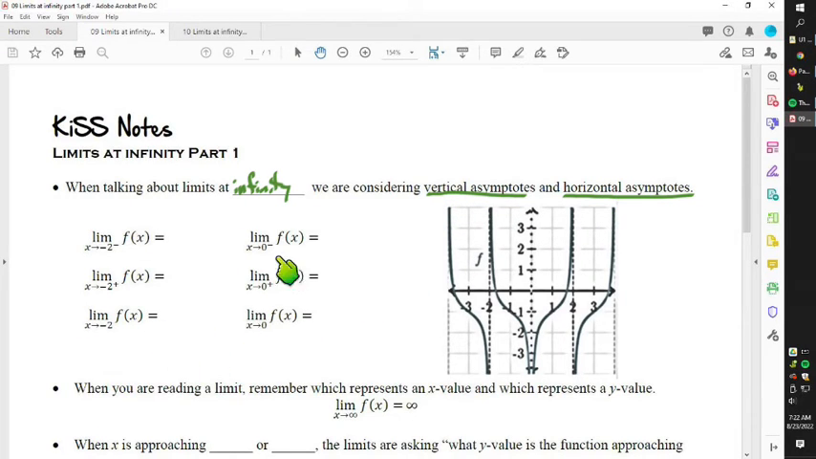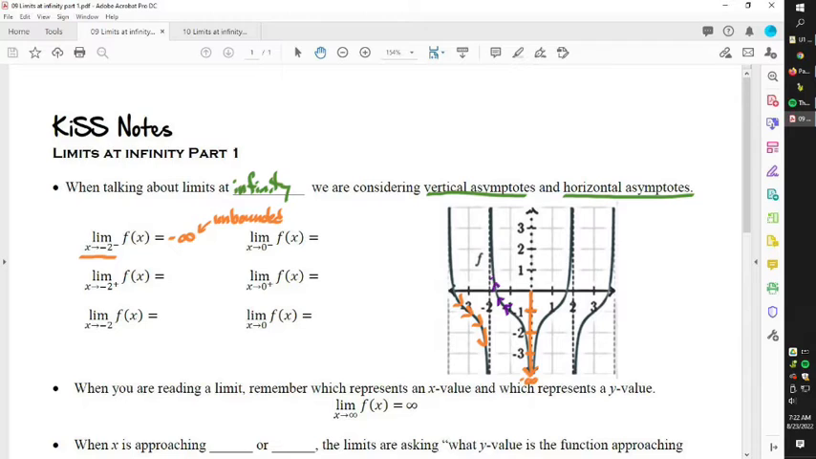These limits are related to vertical asymptotes, as you can see on the graph over here. So here we're approaching -2 from the left-hand side. And when we approach -2 from the left-hand side, you can see that we're approaching negative infinity on the y-axis. So that would be our y value. We consider this to be the unbounded answer, okay, because it's going towards negative infinity.